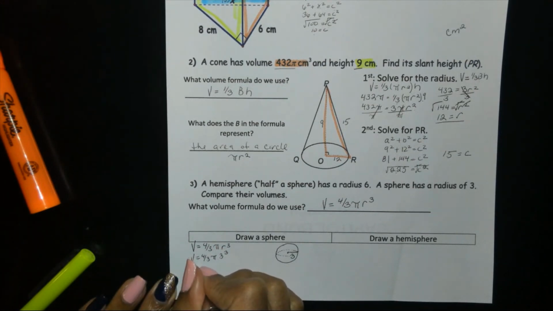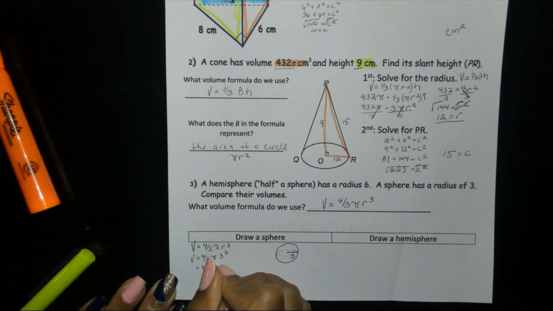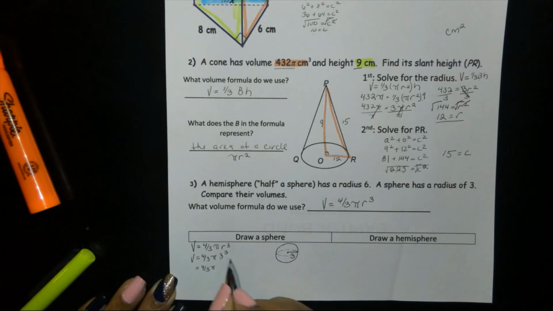Bringing this down, we're doing 3 times 3 times 3. So remember, 3 times 3 is of course going to give you 9, and then again times 3 is going to give you 27. All right. We're going to keep going.